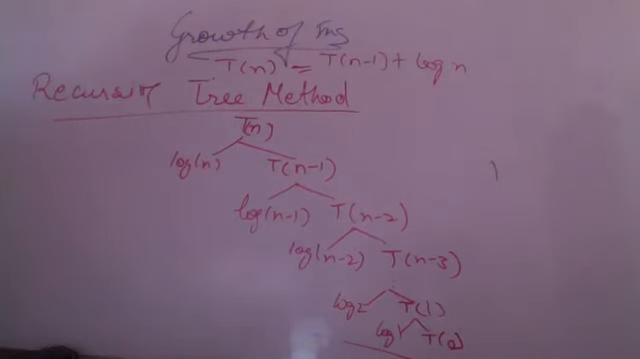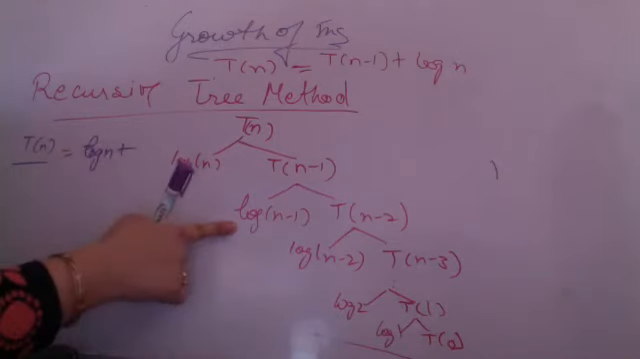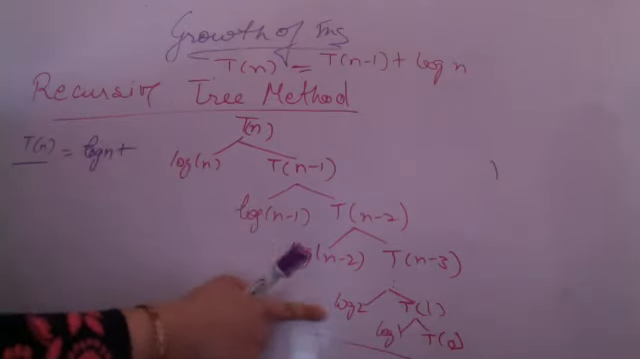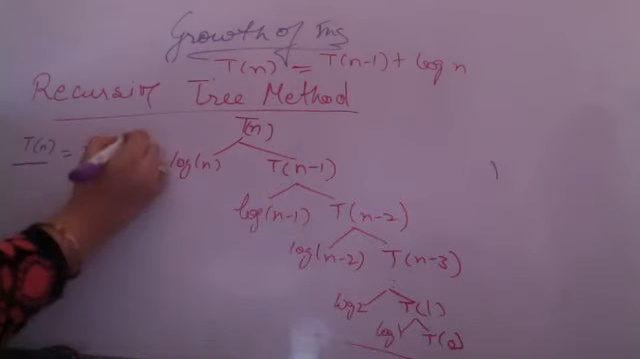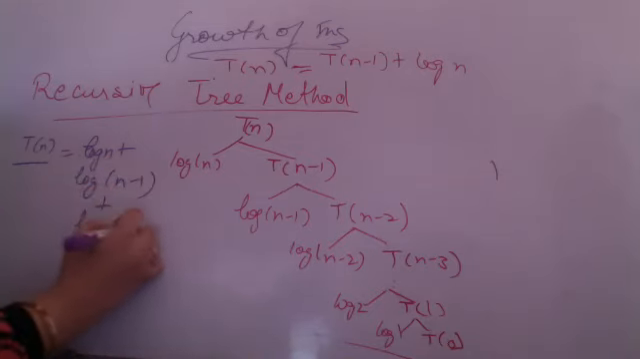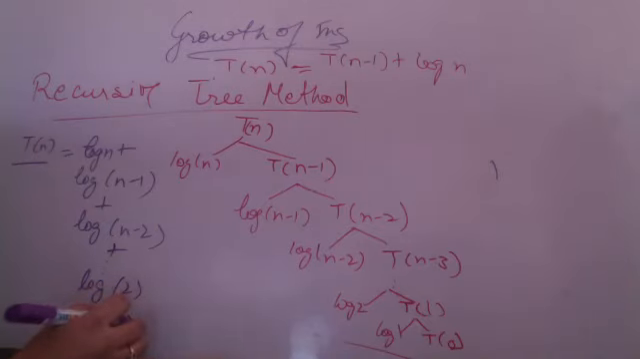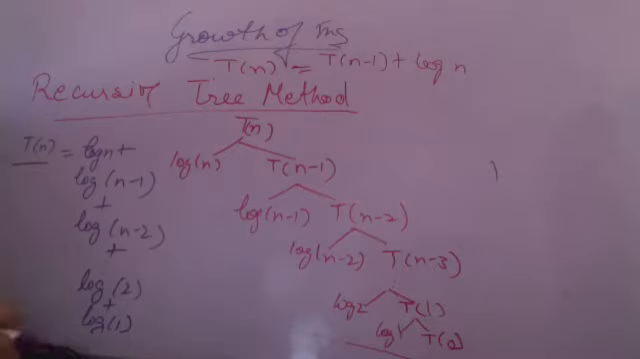Is this tree clear to all? Yes, ma'am. Everybody? Okay. So if I am going to add these terms, what am I going to get? My T(n) is equal to log n plus log of n minus 1 plus log of n minus 2, and so on, till log of 2 plus log of 1. Are you all clear with this? I hope all of you are getting what I am trying to do over here.